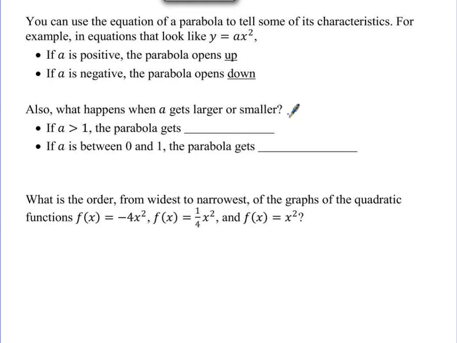What happens when a gets larger or smaller? If a is greater than 1, then the parabola gets what? Skinnier. So we're going to write skinnier. I'll write thinner, because sometimes I'll say thinner, sometimes I'll say skinnier. If a is between 0 and 1, so that fraction between 0 and 1, like 1/2, 1/4, 1/8, what happens to the parabola? It gets wider. And I could also say, I probably will say, fatter.